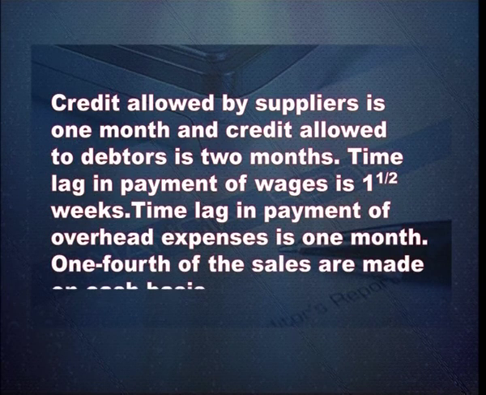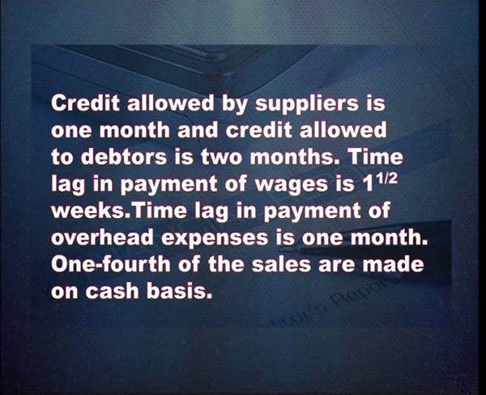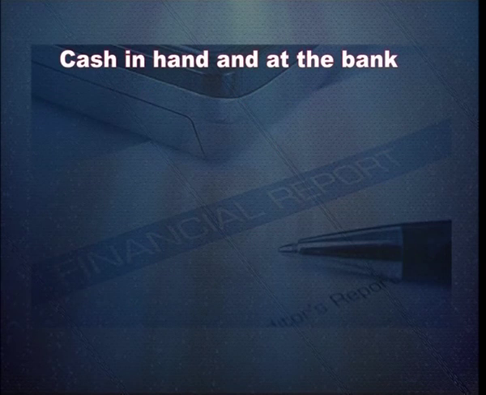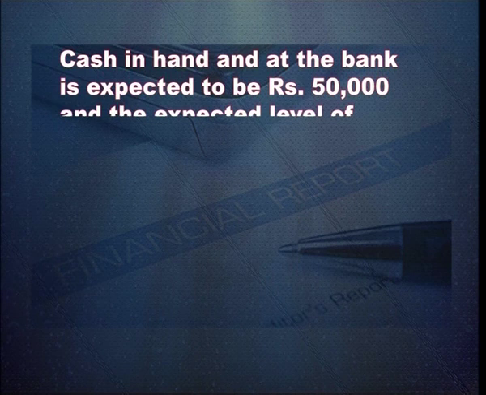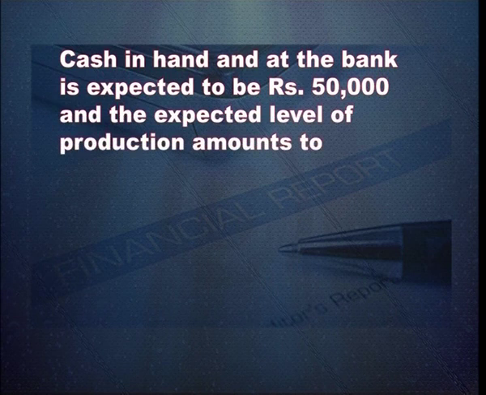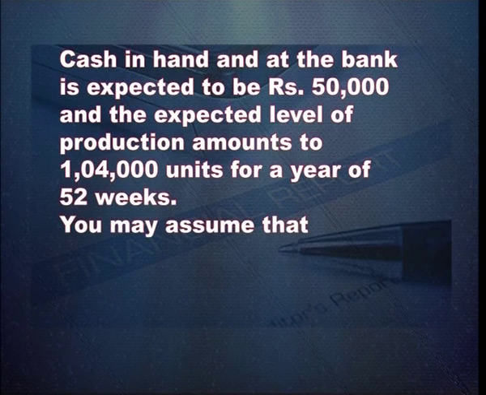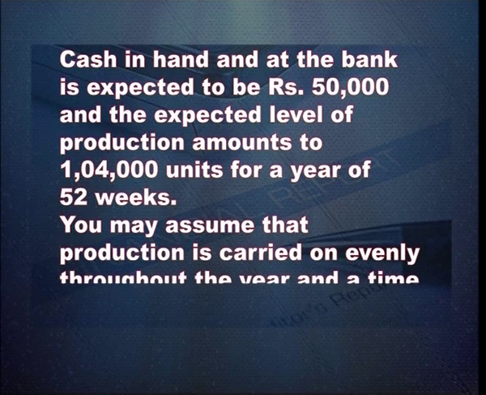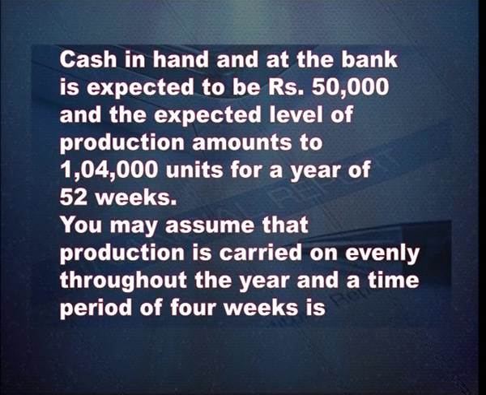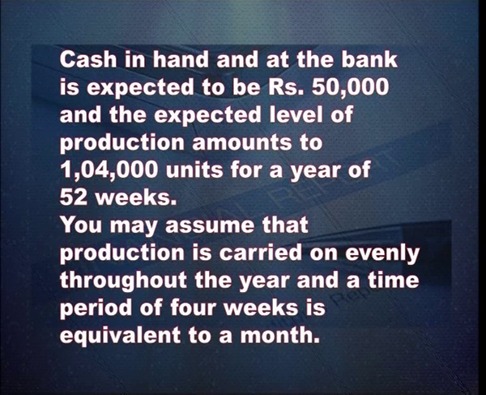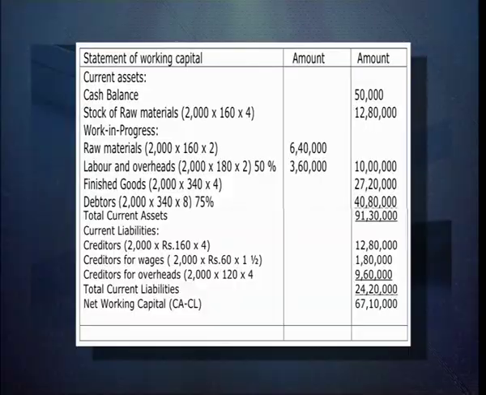Time lag in payment of wages is 1.5 weeks. Time lag in payment of overhead expenses is 1 month. 1/4 of the sales are made on cash basis. Cash in hand and at the bank is expected to be rupees 50,000. And the expected level of production amounts to 1,04,000 units for a year of 52 weeks. You may assume that production is carried on evenly throughout the year and a time period of 4 weeks is equivalent to a month. Now let's see the solution to this. A statement of working capital requirement.